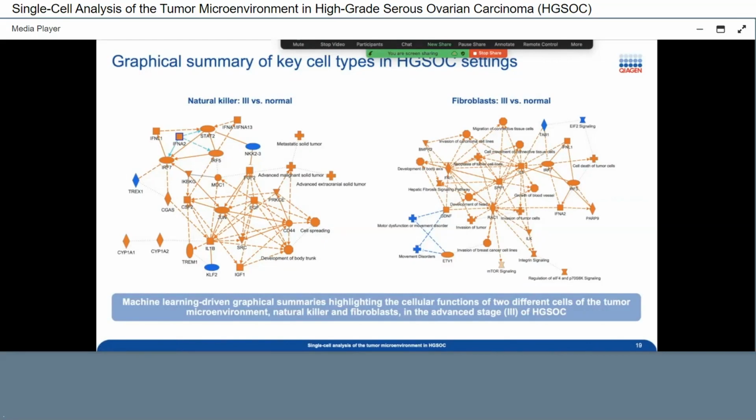So I give you two examples, natural killers and fibroblast. Natural killer, stage 3 versus normal, same for fibroblast. What you can reasonably see is just looking at that graphical summary. Again, this is done automatically. I don't have any input in that. It put the pieces together.